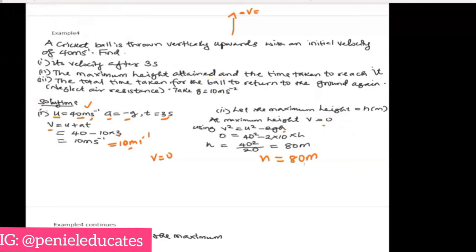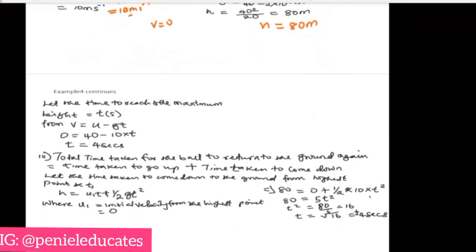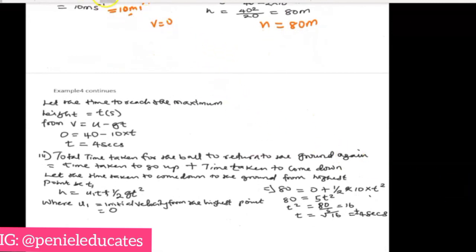So let us look at the time to reach the maximum height. We've known that the maximum height reached is 80 meters. Now we're looking at our v. Don't forget that v will be u plus or minus gt. So for the time it takes to reach maximum height, I know that at the maximum height our v is 0. Then we have our acceleration due to gravity to be 10, and the time is what we are looking for.